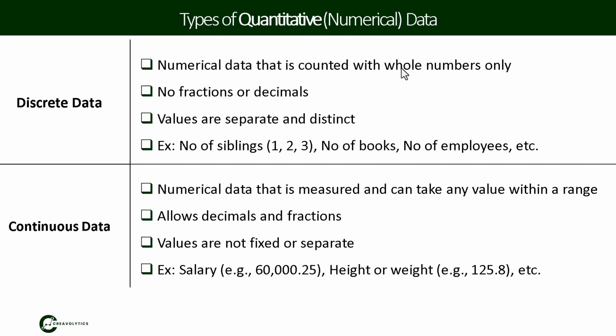especially in some countries. The major difference is that discrete data is counted and uses whole numbers only, while continuous data is measured and allows decimals or fractions. And both of them are examples of quantitative data, but they behave differently and are analyzed in different ways. Understanding the difference between discrete and continuous data will help us to choose the right calculations, choose the right charts and analytical techniques.